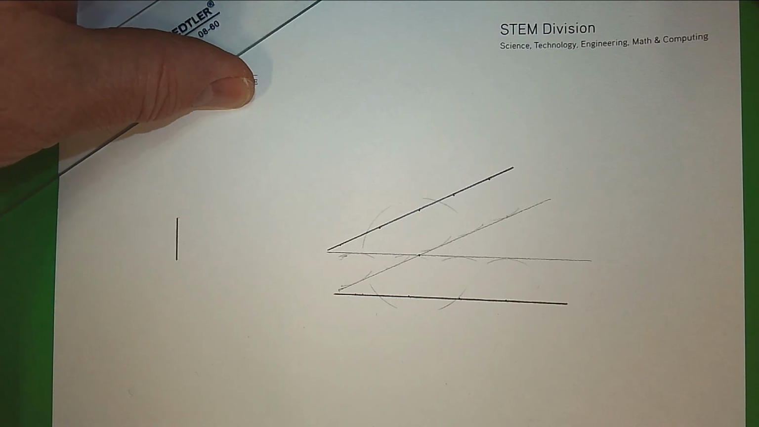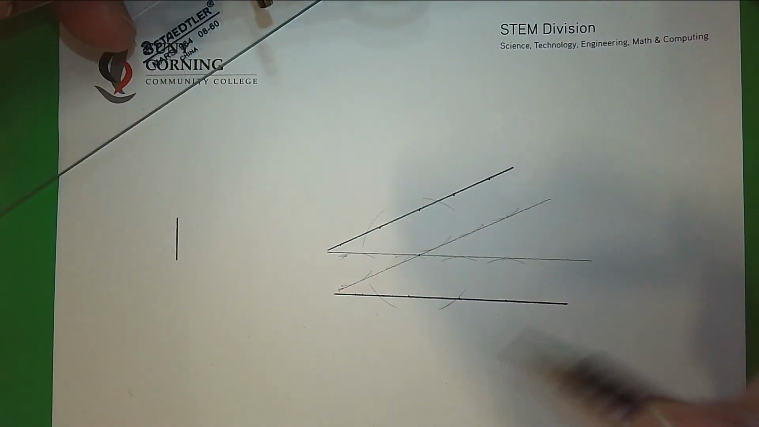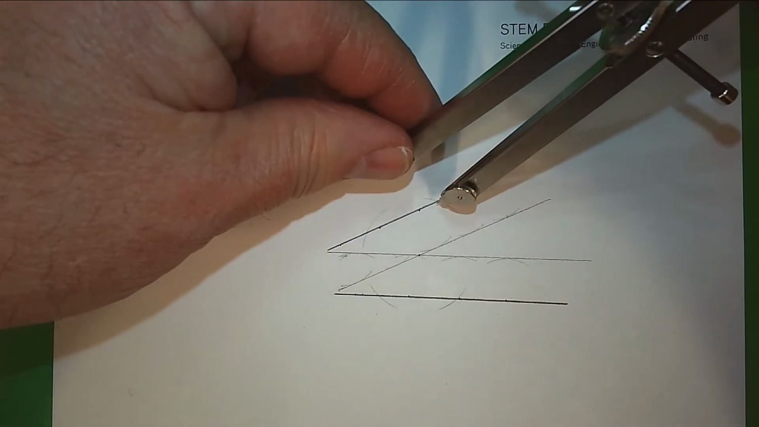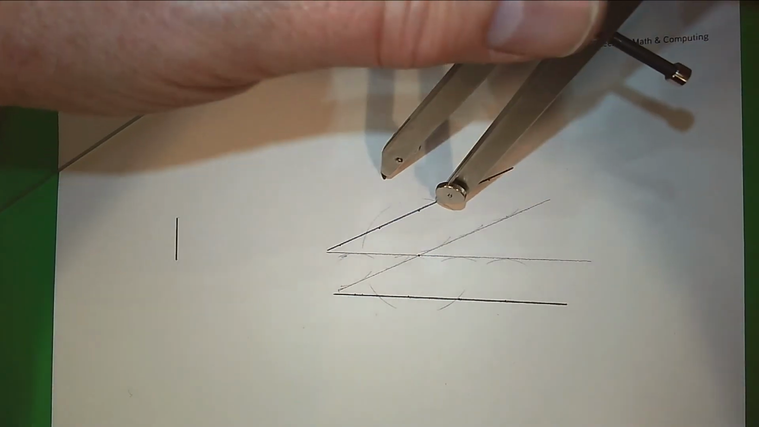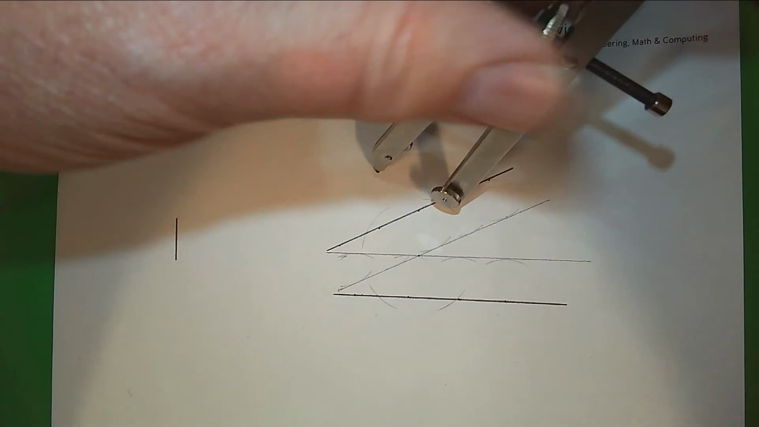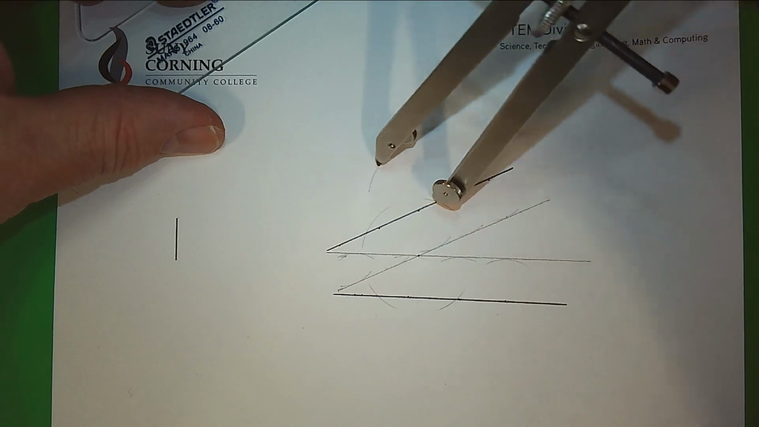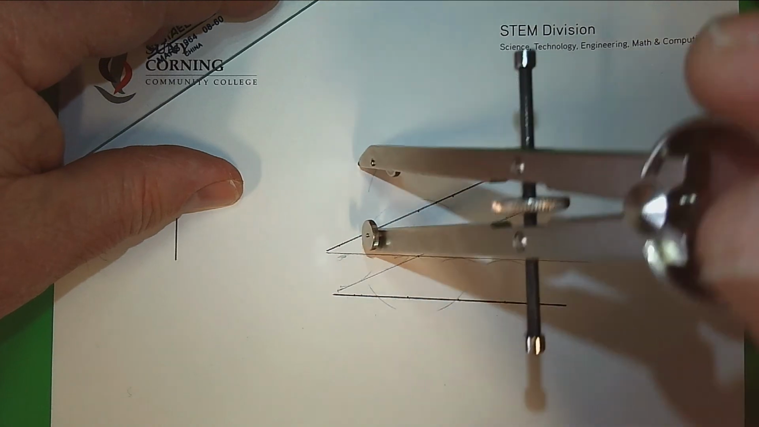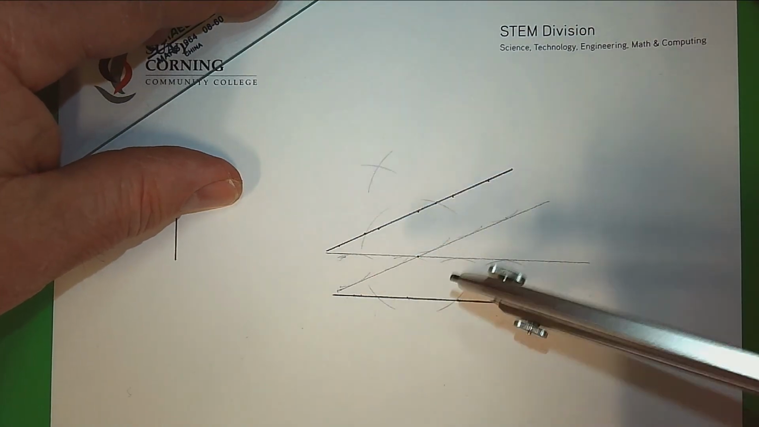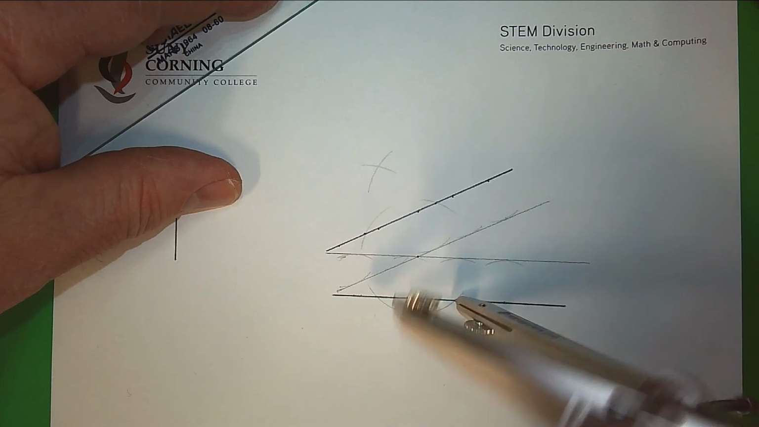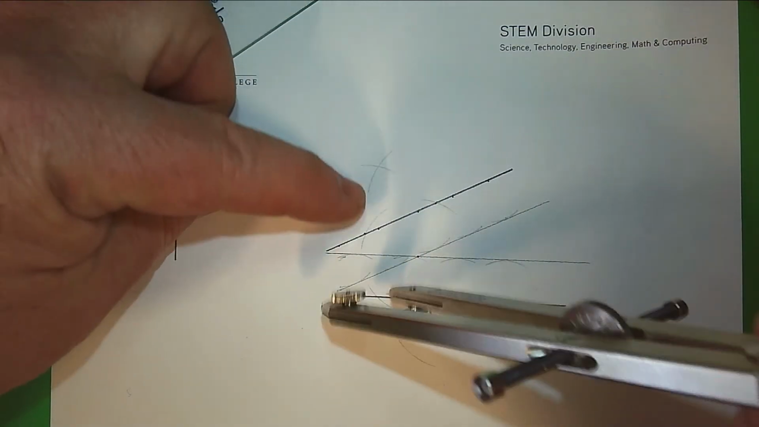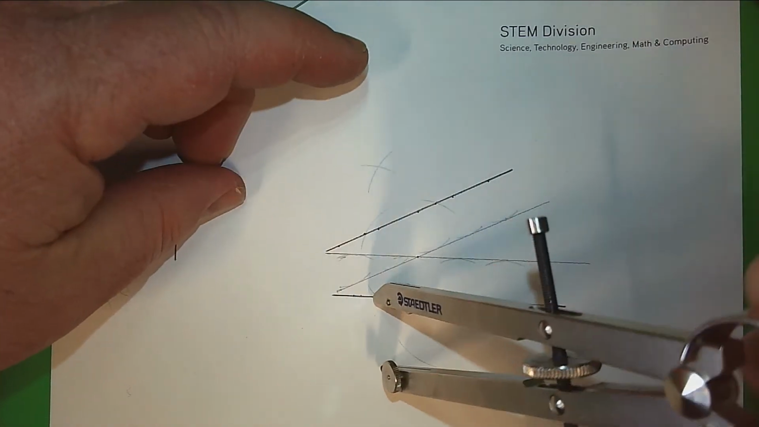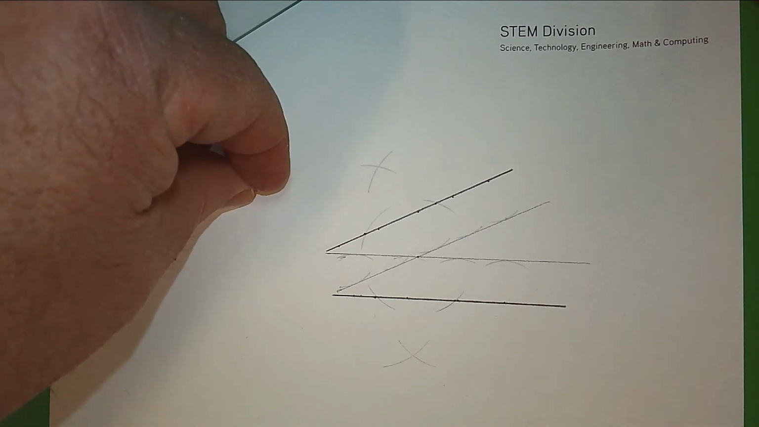And once I have those arcs, I've created equal distances from this point to where these arcs intersect each line, and then I can move up to where those intersections are. I can now adjust my compass if I want to a little bit wider, and I'll swing an arc from there. I will set the compass at the intersection point of the other radius, and then I'll repeat that for the other line down here. Trying to be very accurate on my placement of my compass.